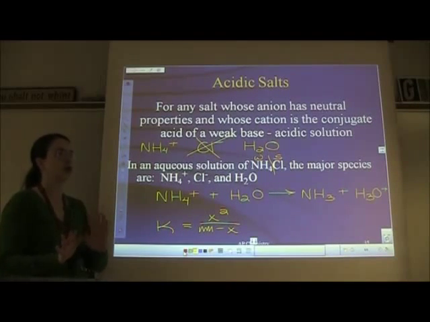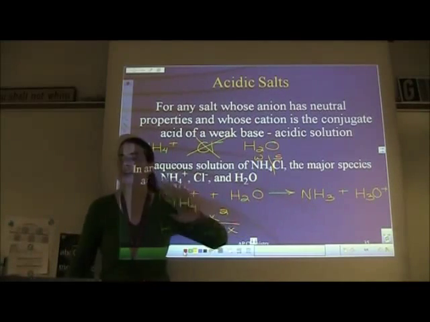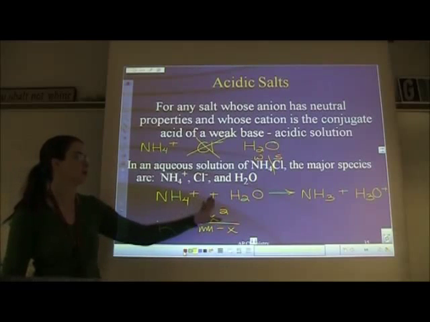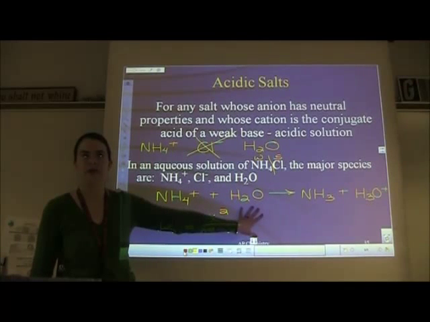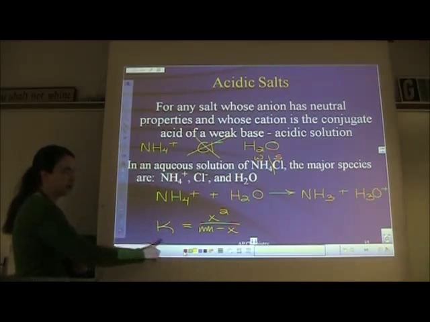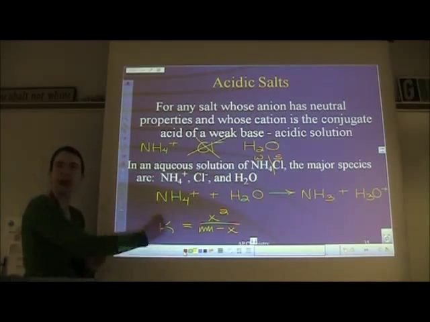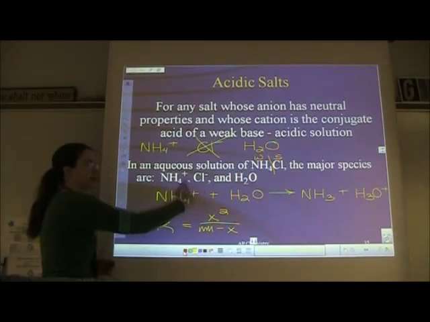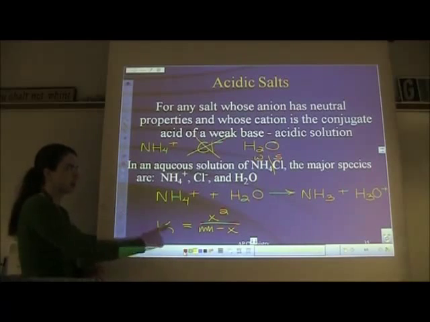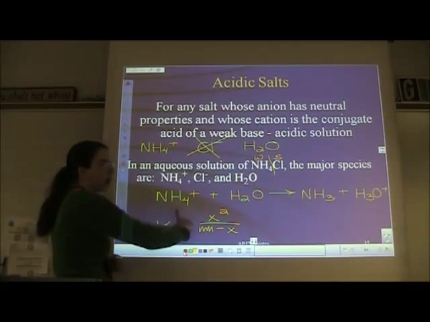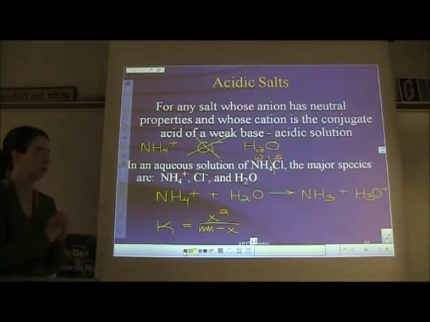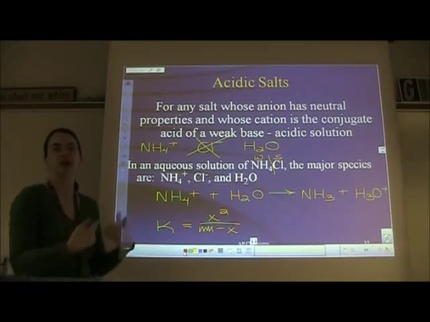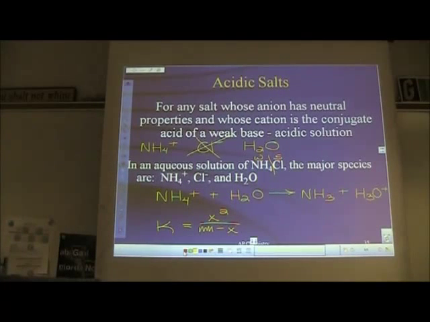And remember what I told you. Every reaction we have written in this entire chapter so far has been something plus water. Do you agree? The kind of K value that we use is dependent upon what that something is doing. And look, what is this guy doing? Is he giving away a hydrogen or accepting a hydrogen? Giving away. So that's by definition an acid.